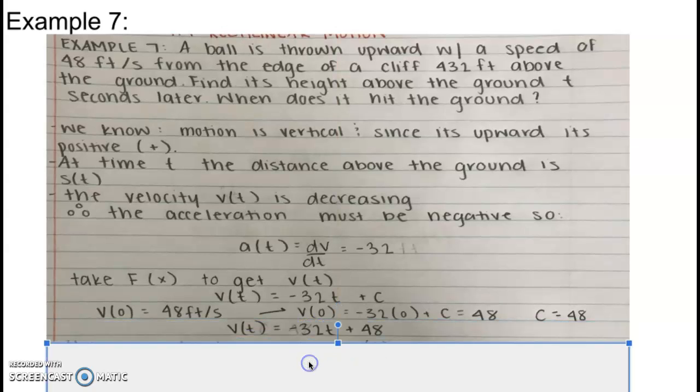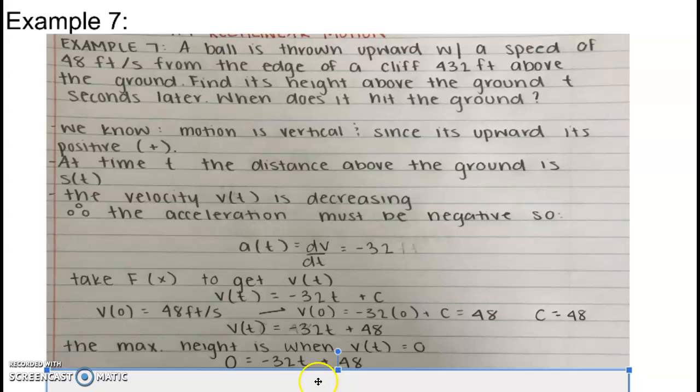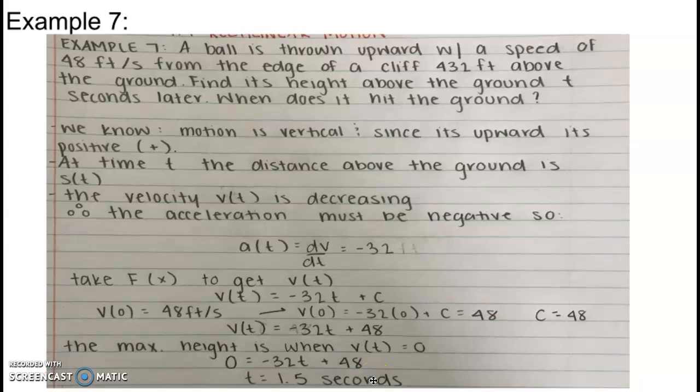We can plug this back in to get our final v of t equation, which would be v of t equals negative 32t plus 48. And then the max height is when v of t equals 0. So we set it equal to 0. So 0 equals negative 32t plus 48, solving for t, and we get t equals 1.5 seconds. I'll leave this up so you guys have time.